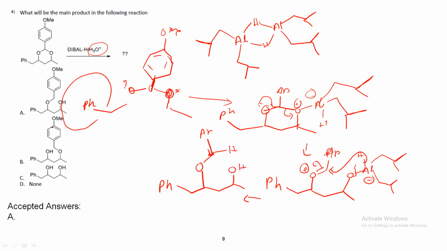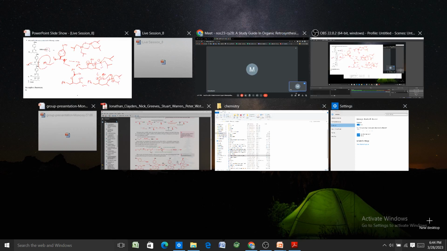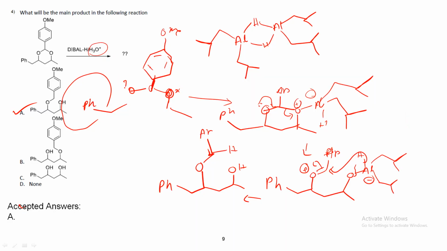So now if we compare with the possible things, it is matching with A. That's how we can say A would be our right answer. So if we look at the other things, if we attack from the hindered side, then we would be generating B. So that's how we can discard this option.